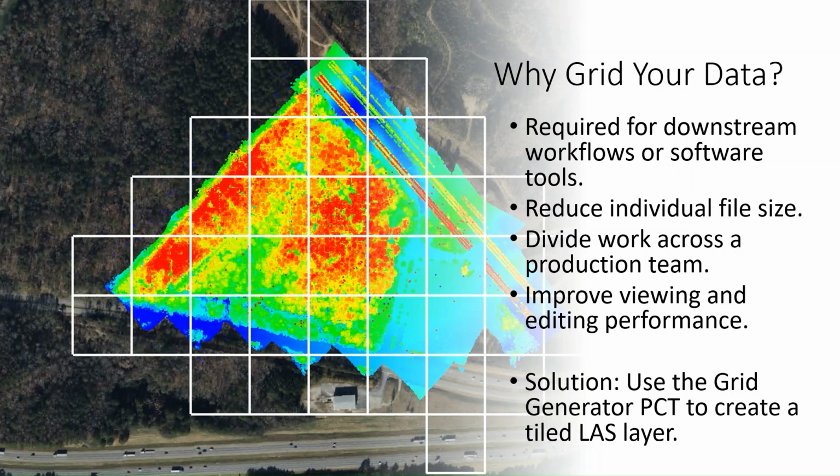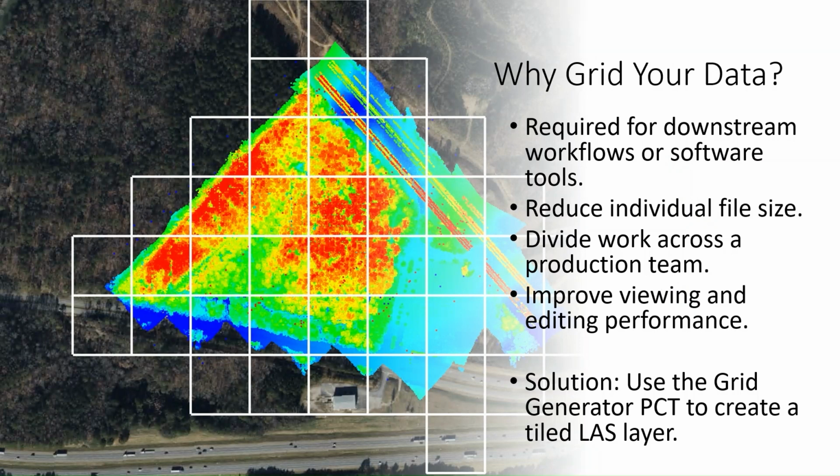For instance, AI ground classification often requires an orthogonal grid of data. You may simply want to reduce the individual file size. You may be dealing with a single large flight or drive and have a single large LAS file. You want to divide that up to make it a little bit easier to work with.